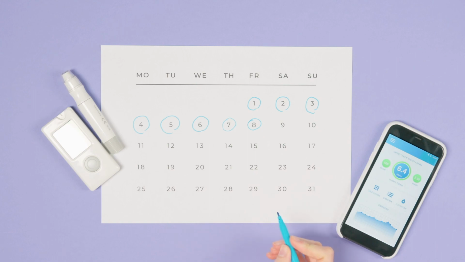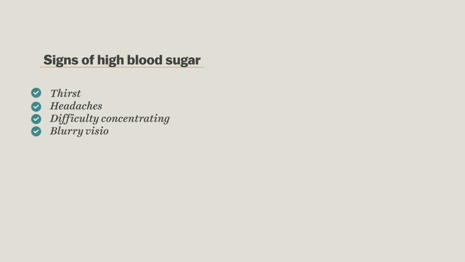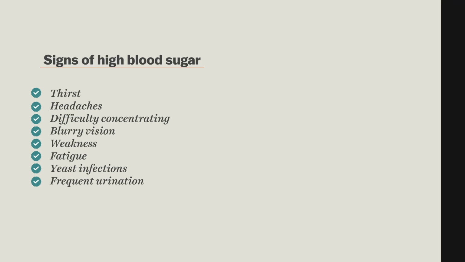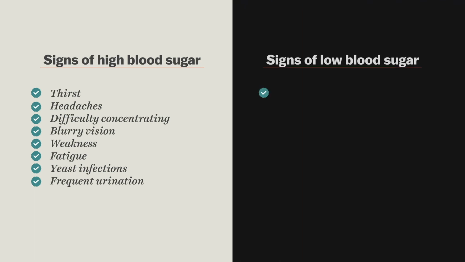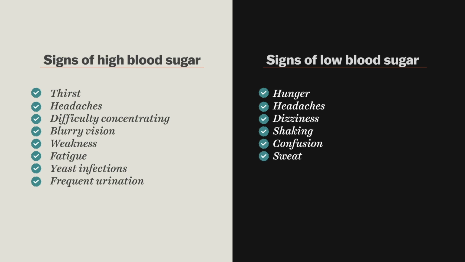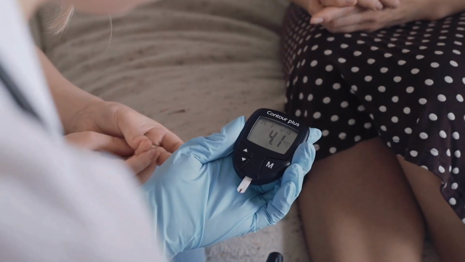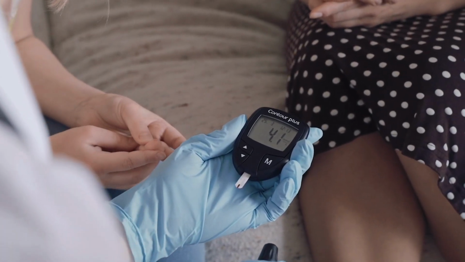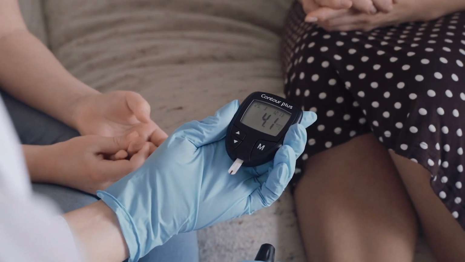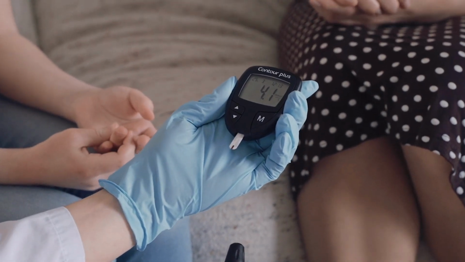Watch out for signs of high blood sugar like thirst, headaches, difficulty concentrating, blurry vision, weakness, fatigue, yeast infections, and frequent urination. Comparatively, signs of low blood sugar include hunger, headaches, dizziness, shaking, confusion, sweating, mood swings, a fast heartbeat, and paleness. Contact your healthcare provider if you struggle to control your blood sugar. They may need to change your treatment or adjust the dosage of your medication.